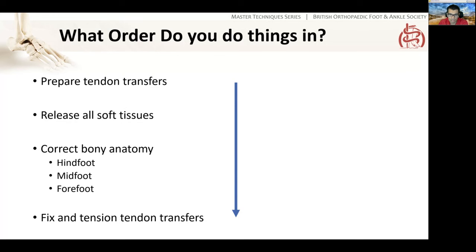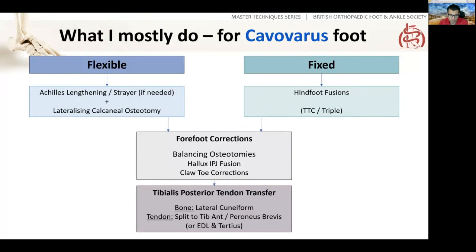But what I mostly do for a Cavovarus foot, if it's flexible, is an Achilles lengthening or Strayer if it's needed. It's not always needed. Lateralizing calcaneal osteotomy, again, if it's needed. And if it's a fixed deformity, I do fusions, as Heath said, either a triple fusion or an ankle fusion or a DTC fusion. I then go on to the midfoot and forefoot with balancing osteotomies, use the hallux IP joint, and I don't often do the claw toes at the same time because there's only so much surgery a foot will take. And finally, I do the tendon transfer, which is often a tibialis posterior tendon transfer, and it can be either to bone or to tendons, and I'll talk about those later. So let's run through all of that quickly.